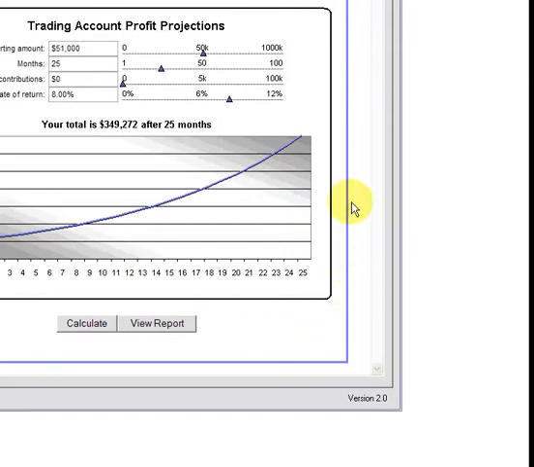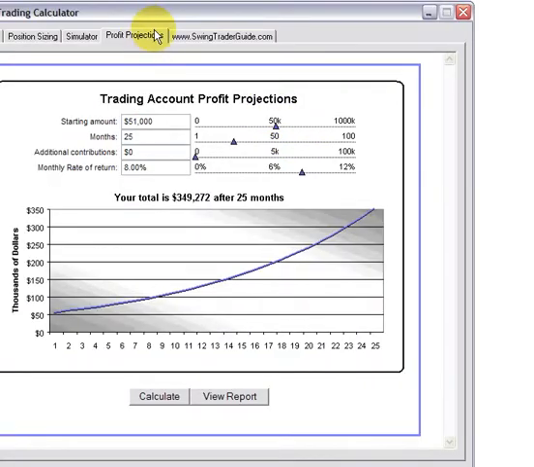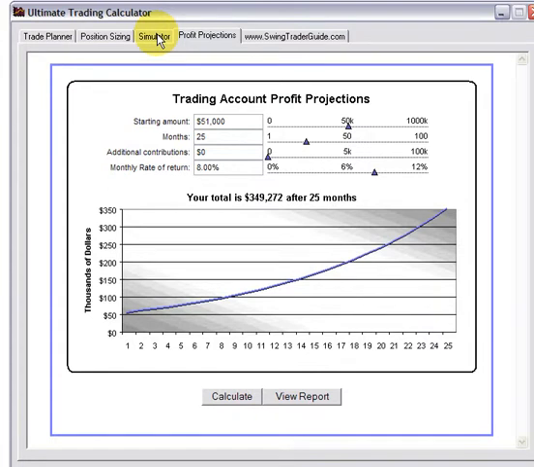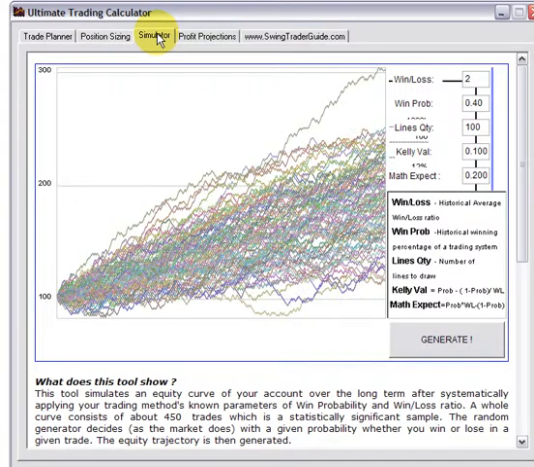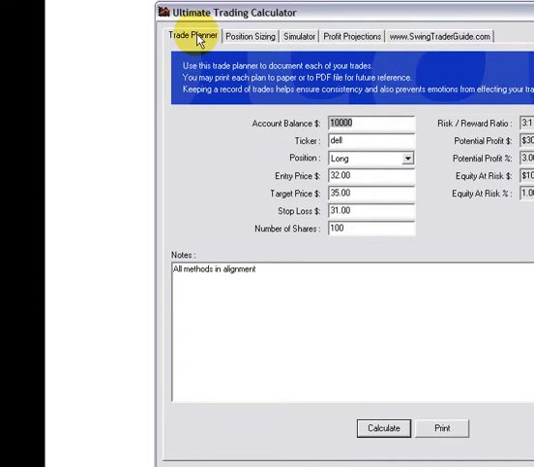It just pulls it up in a browser. So anyway, a long-term planning tool. These are the majority of the things you need to run a trading business. So projecting, having a plan for your profits, understanding the statistics of your trading, position sizing is key. Also, planning your trades is key. And so I hope you find this useful. And that's the end of the Ultimate Trading Calculator tutorial.